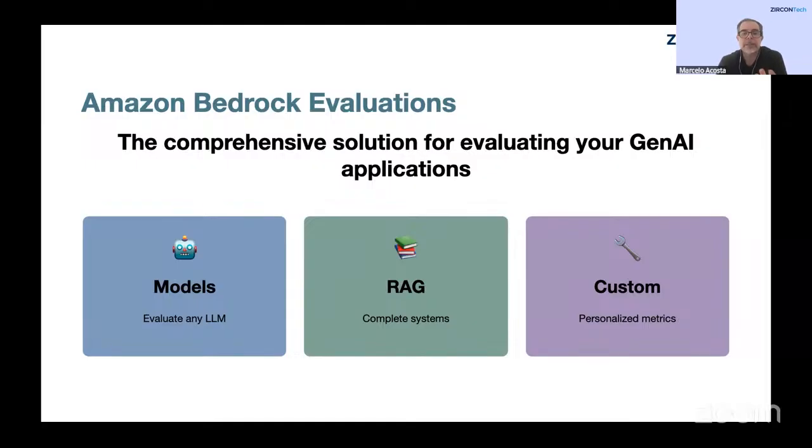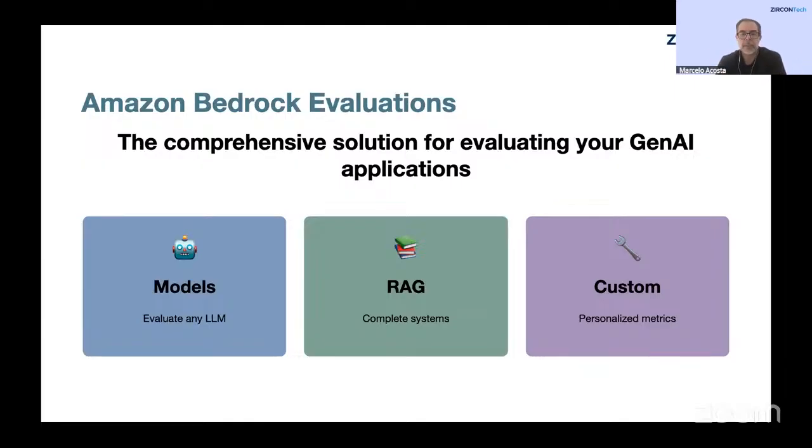Second, the RAG systems. We evaluate the entire retrieval augmented generation system, not just whether it generated a good response, but whether it found the right information and generated a good response? That's the end-to-end evaluation that we can make.